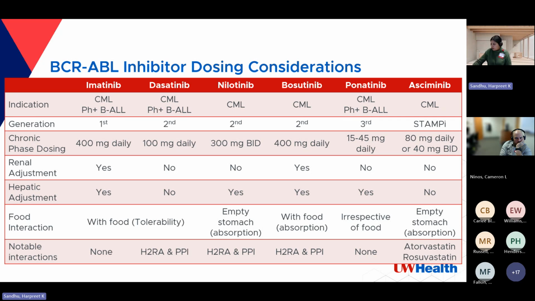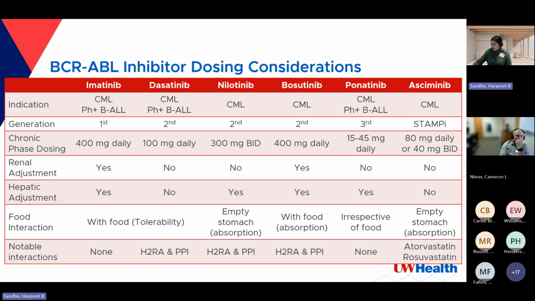Moving on to notable drug interactions. So imatinib does not have any major drug interactions to call out. For our second generation TKIs, we do want to be mindful about concurrent use with H2RAs like famotidine and PPIs. For dasatinib, H2RAs and PPIs should be avoided entirely. This would be a category X drug interaction, so avoid. TUMS could be used if there was a need, but should be separated by at least a couple of hours.